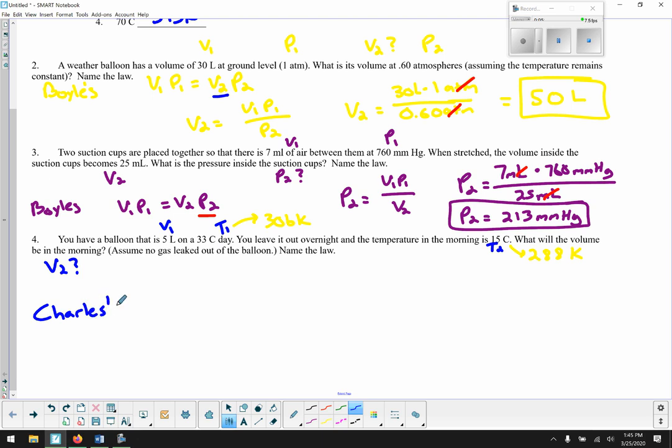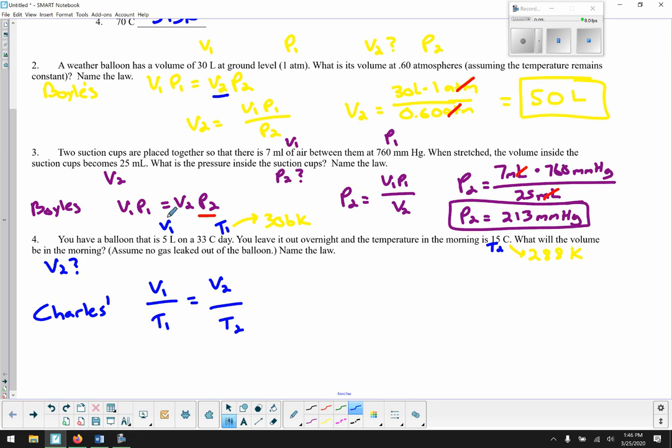Charles' law. So that starts out volume 1 over temperature 1 equals volume 2 over temperature 2. By the way, this means that as one goes up, the other goes up. If volume goes up, temperature goes up, and if volume goes down, temperature goes down. As opposed to Boyle's law, which is an inverse relationship. As volume goes up, pressure goes down, and as pressure goes up, volume goes down.